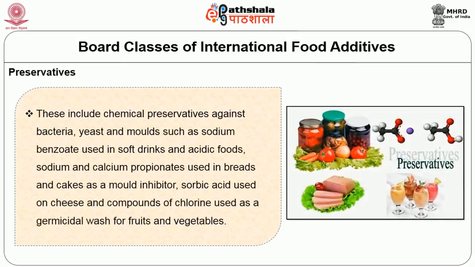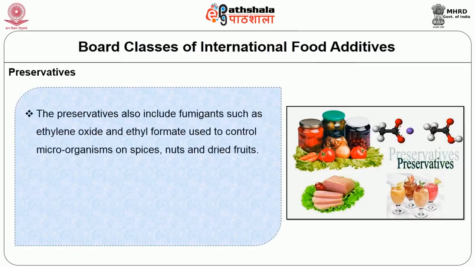First, preservatives. These include chemical preservatives against bacteria, yeast and molds, such as sodium benzoate used in soft drinks and acidic foods, sodium and calcium propionate used in breads and cakes as a mold inhibitor, sorbic acid used on cheese, and compounds of chlorine used as a germicidal wash for fruits and vegetables.